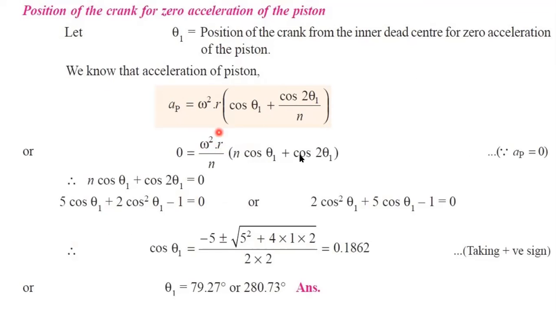Here R, just take n as common, so take n as LCM. So you'll be having n cos theta 1 plus cos 2 theta 1. Take n to the other side. If the entire term goes to the other side, it will become 0. Omega, R and n, everything will become 0. And here finally we'll be having this equation.